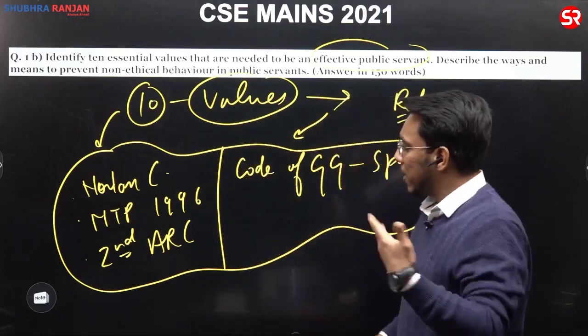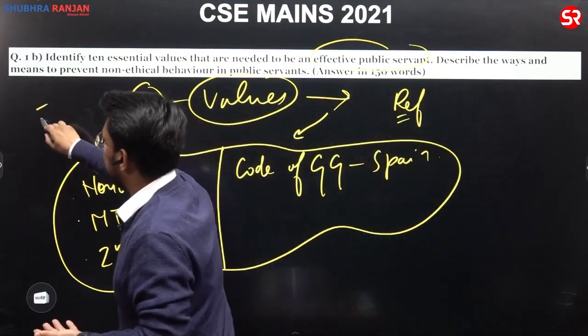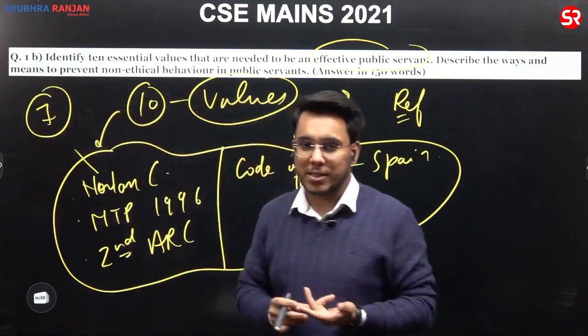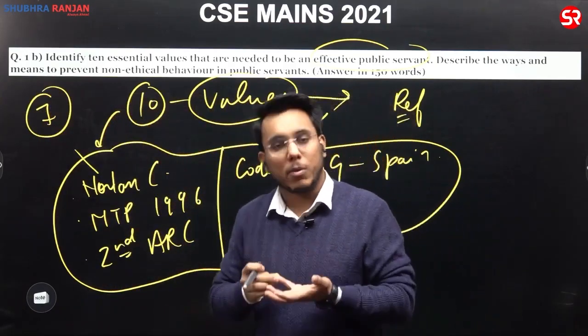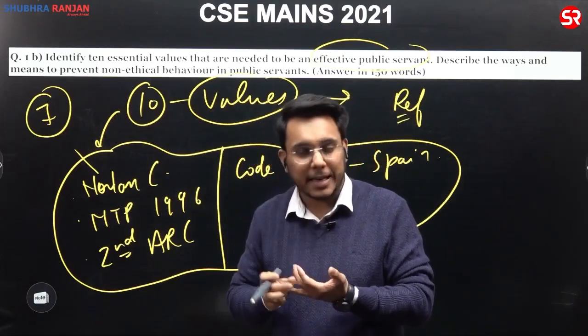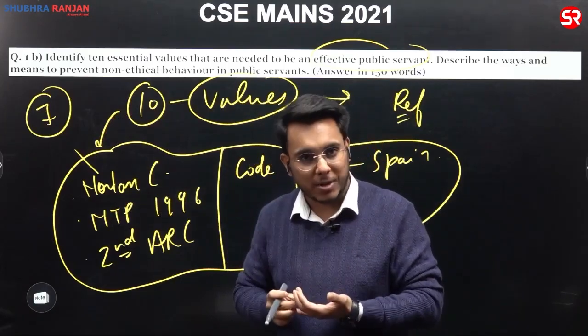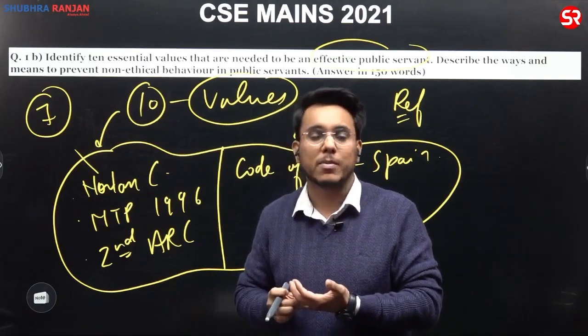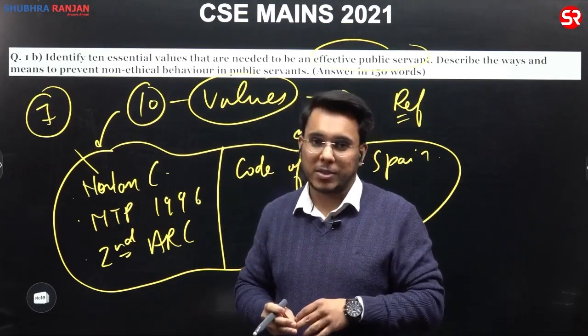Clear? So, for example, the Nolan Committee talked about the 7 values. It talked about objectivity. Second is honesty. It talks about integrity. It talks about openness. Then it talks about selflessness. Then it talks about accountability. And the 7th, it talked about leadership.